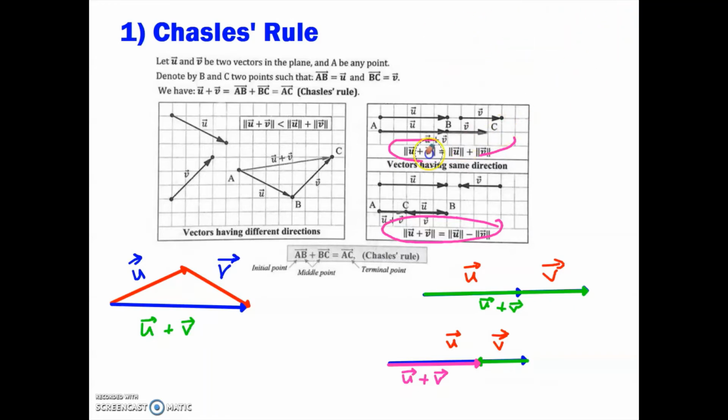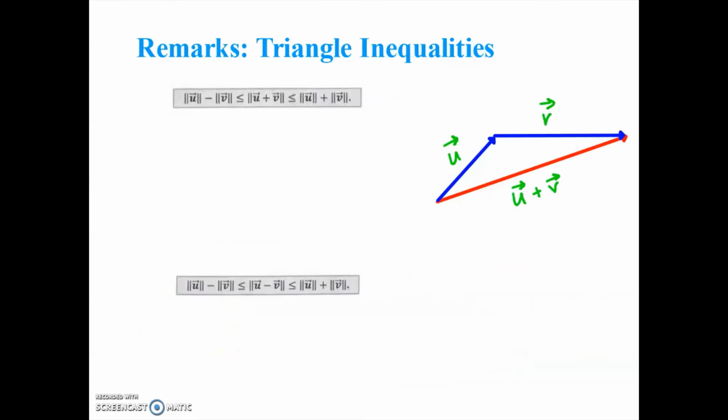Now, what about the case where the two vectors do not have the same direction, which is the first one? I will discuss it here. When the two vectors do not have the same direction, we find the sum by translating one of them in such a way that the end point of the first is the starting point of the second. So we get u plus v.